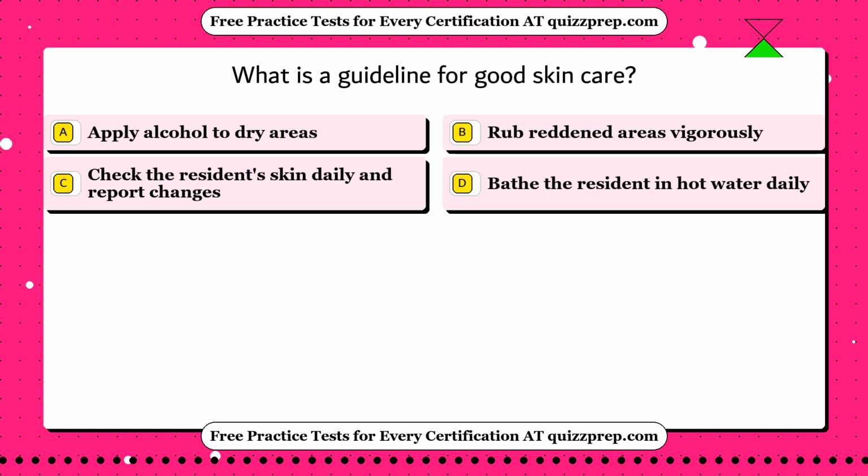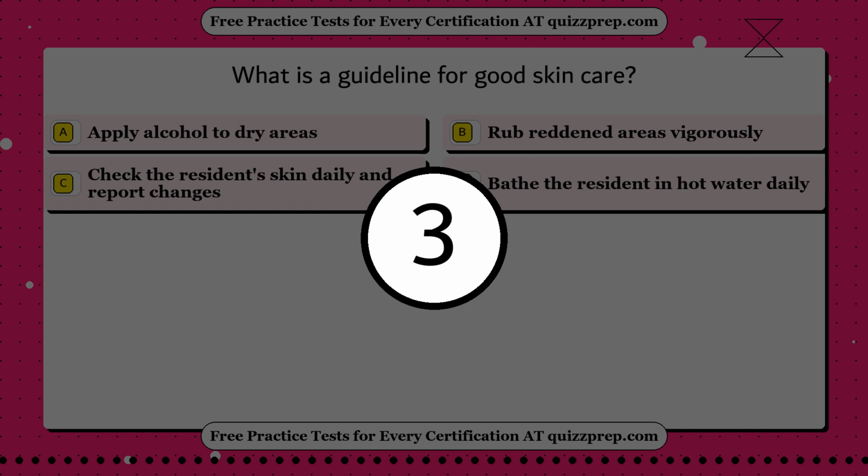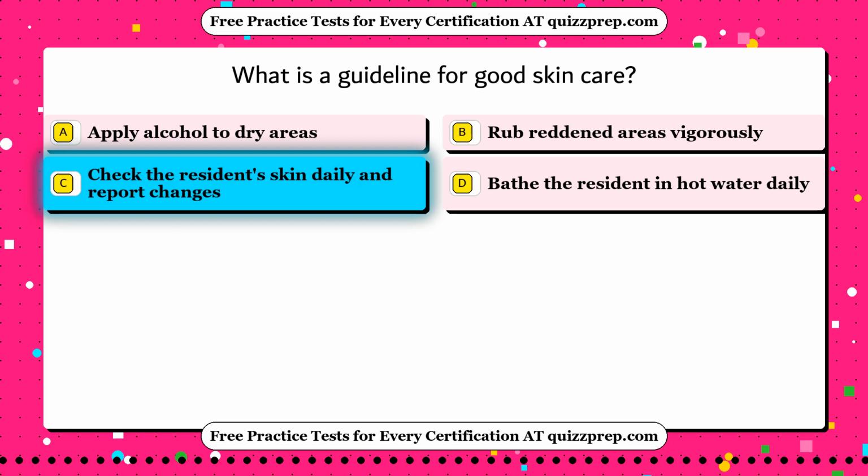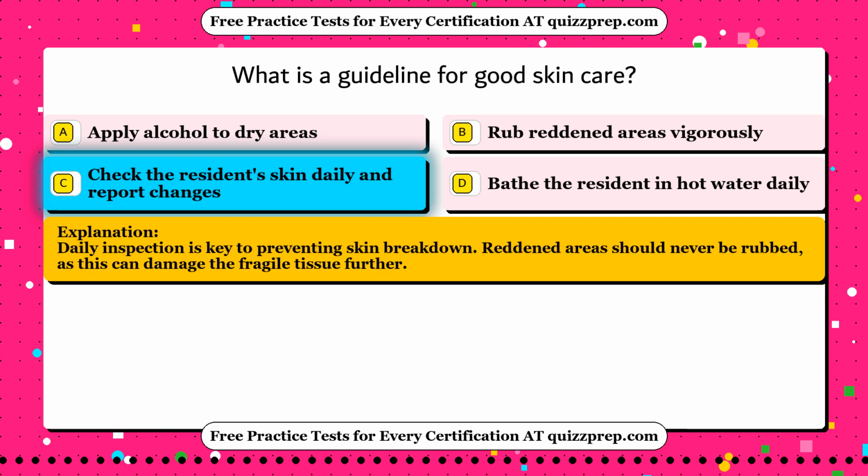Question 73. What is a guideline for good skin care? Option A, apply alcohol to dry areas. Option B, rub reddened areas vigorously. Option C, check the resident's skin daily and report changes. Option D, bathe the resident in hot water daily. The correct answer is option C, check the resident's skin daily and report changes. Daily inspection is key to preventing skin breakdown. Reddened areas should never be rubbed, as this can damage the fragile tissue further.